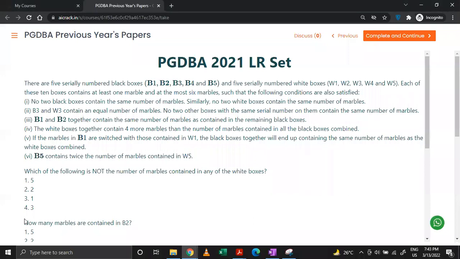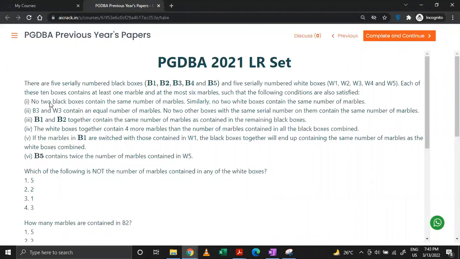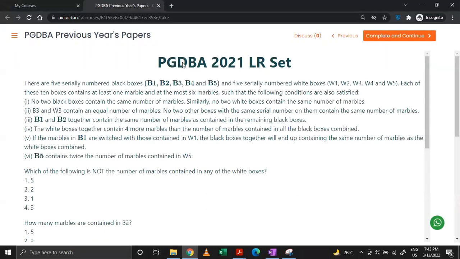There are 5 serially numbered black boxes and 5 serially numbered white boxes. Each of these 10 boxes contains at least one marble and at most 6 marbles, such that the following conditions are also satisfied. So basically every box has 1, 2, 3, 4, 5 or 6 marbles. No two black boxes contain the same number of marbles. Similarly, no two white boxes contain the same number of marbles.